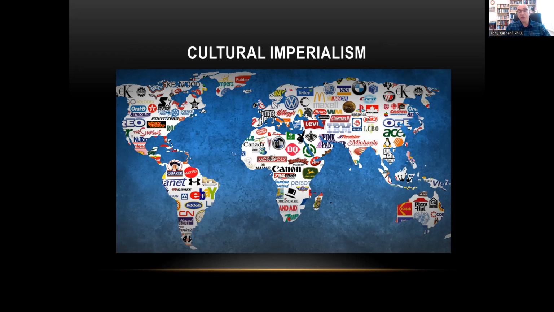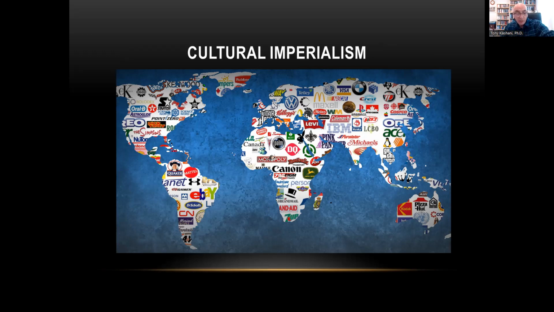The concentration of global media ownership in a few powerful corporations from specific regions is seen as a manifestation of cultural imperialism. This concentration allows these corporations to disseminate their cultural products on a global scale, their way of seeing the world, their values being produced and reproduced and imposed upon other cultures.